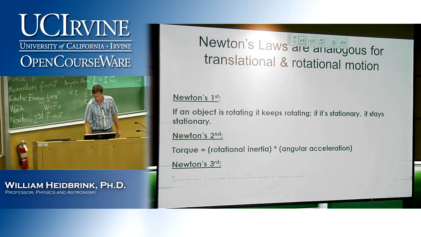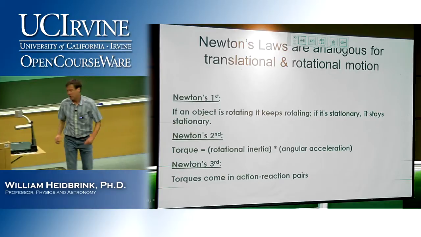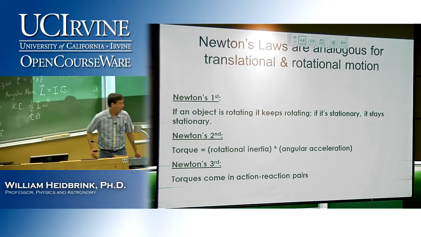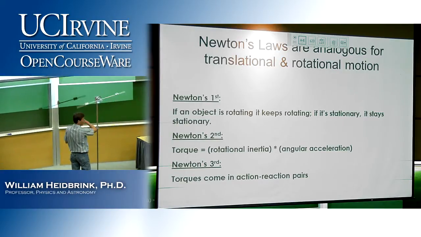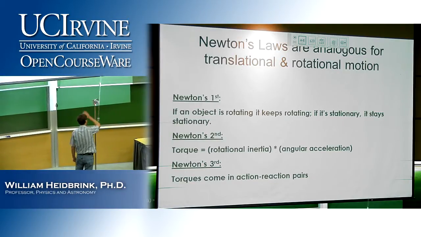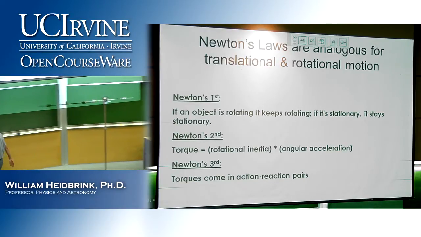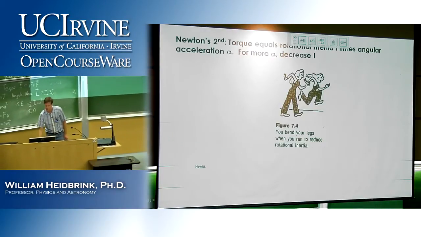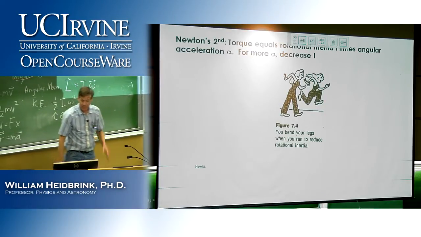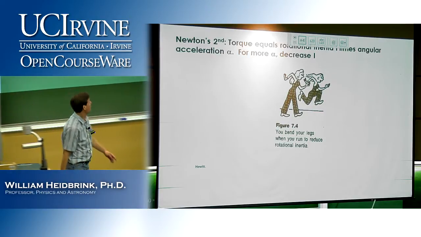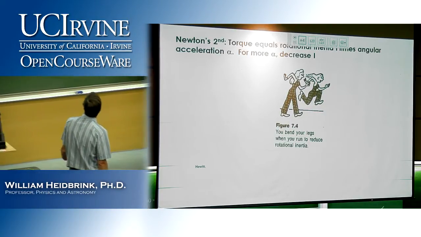Well, that's the way it is for rotation, too. Torques come in action-reaction pairs. So if I apply a torque to this object, it applies a torque back. Bill applies torque to Rod, Rod applies torque to Bill, trying to make me go the opposite direction. So here's, oh, I forgot about this. This was back to Newton's second. Just in a practical example of this, torque equals rotational inertia times angular acceleration.